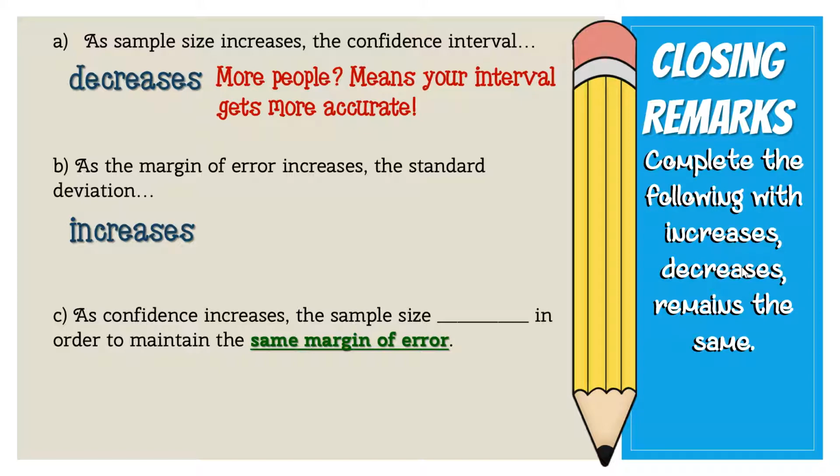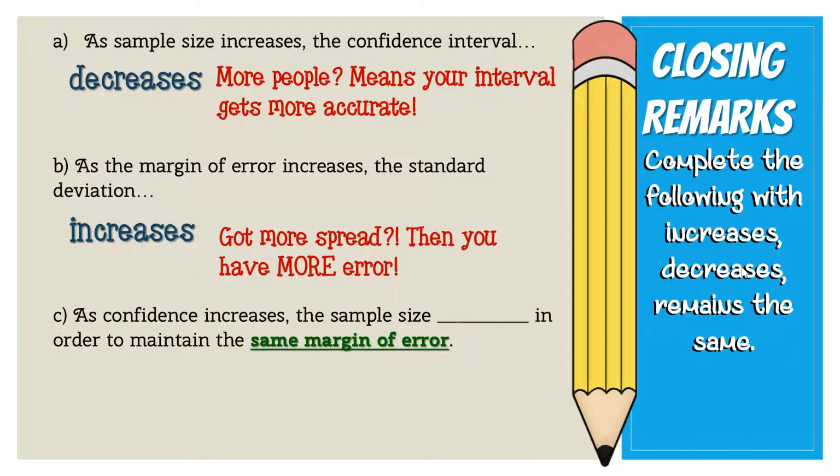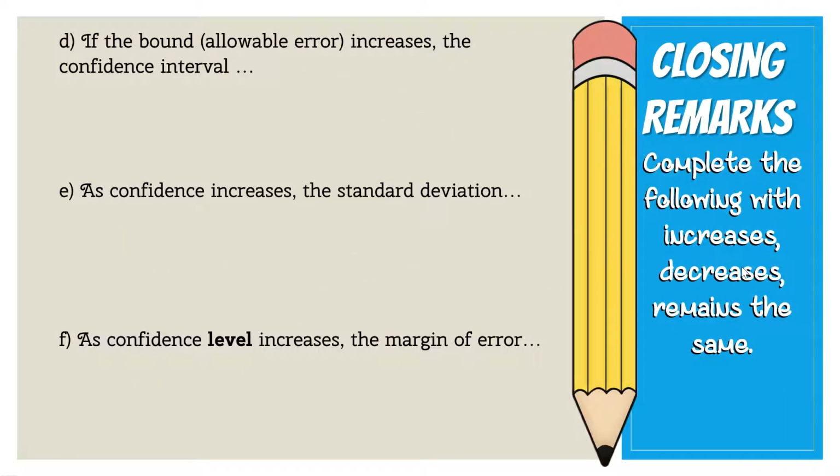So on here, as the confidence level increases, the sample size needs to blank in order to give you the same margin of error. Well, if I'm increasing the confidence, then I probably need to increase the sample size. So if I need more confidence, I need to, again, be sure I talk to more people if I don't want to affect the margin of error. All right, pause the video, try these last three.